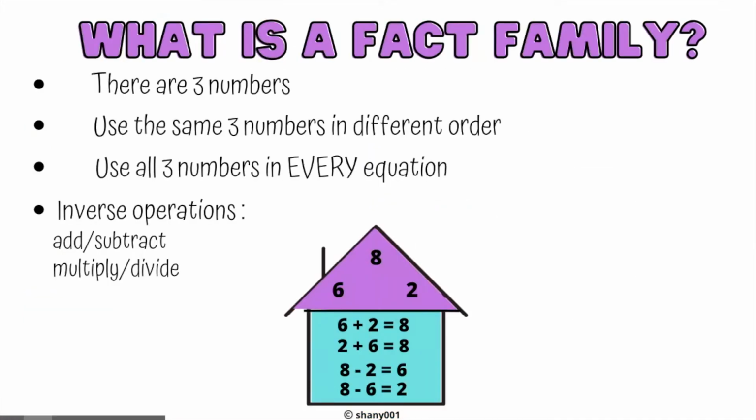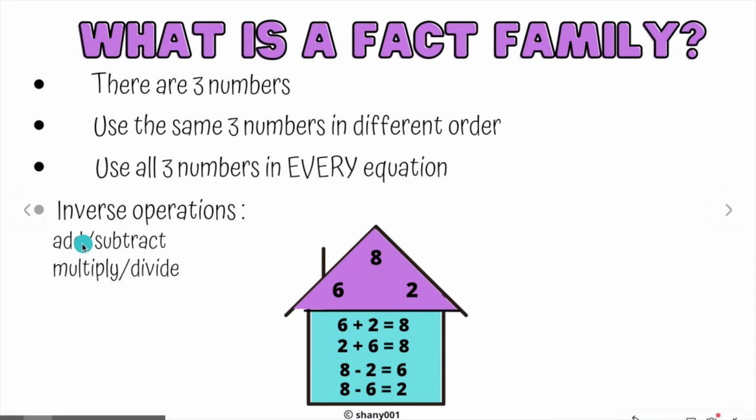What is a fact family? You've probably seen a house like this with some numbers on top, and you see something called an inverse operation. Let's go ahead and talk about what that is. So a fact family has 3 numbers. And the trick is you have to use the same 3 numbers in a different order every time. And we have to use all 3 numbers in every equation.